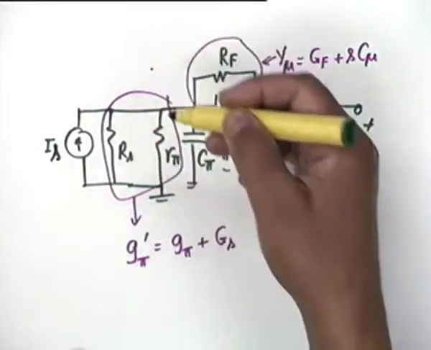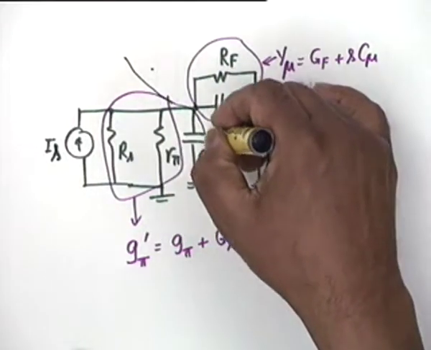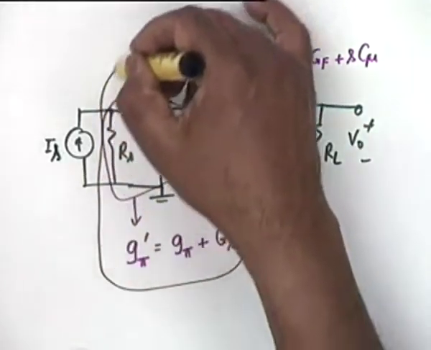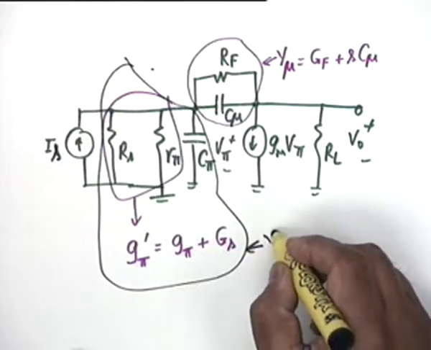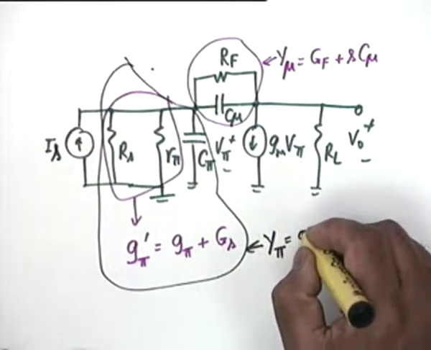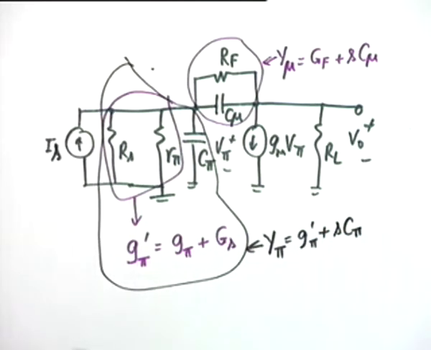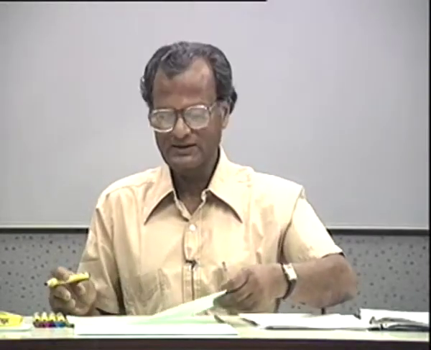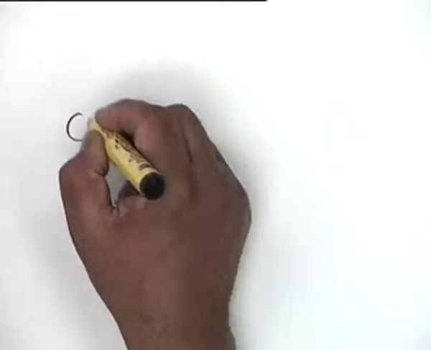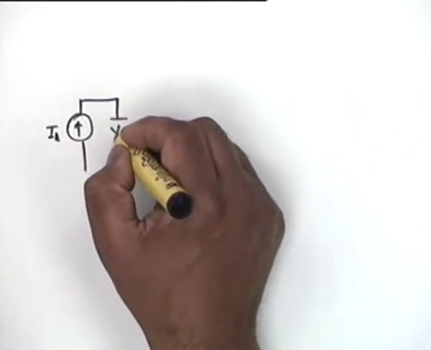We combine these three. No, I must use a different color, black. Let's say we combine along with C pi, and call this Y pi admittance. Then Y pi would be G pi prime plus S C pi. Agreed? Yes. If I do that, the circuit becomes really simple. The circuit is not too complicated then. What I get is an IS in parallel with a Y pi.